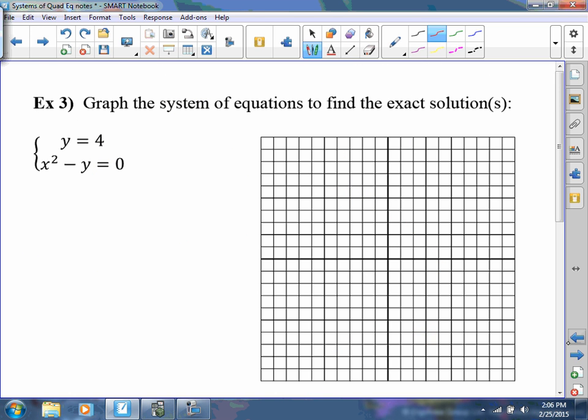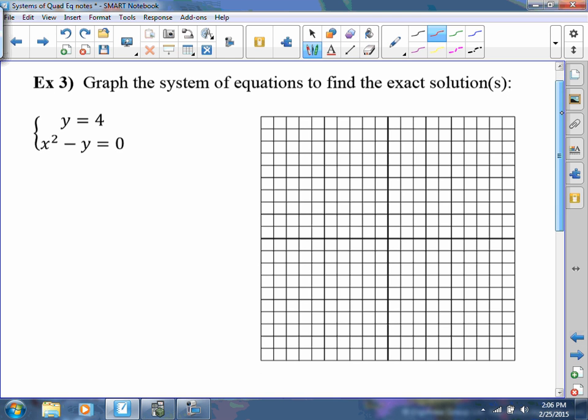Okay, let's do one last one, and then I'll show you how you can do this on your graphing calculator as well. Right, now example 3 is slightly different just because they don't give us a line with any slope. They give us this special type of line, y equals 4. So that is going to be my line. The x squared minus y equals 0, that's going to be my parabola. Again, I know that because it has the squared.